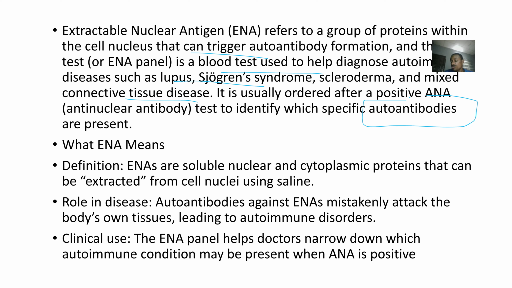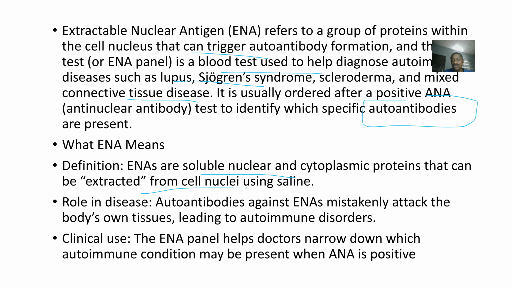Once you do it and it's positive, that tells you that you have a lot of autoantibodies moving in the body that could attack the body's own cells and all of that. They are soluble nuclear and cytoplasmic proteins, and they can be extracted from the cell nuclei using saline. That's why they call them extractable nuclear antigens.